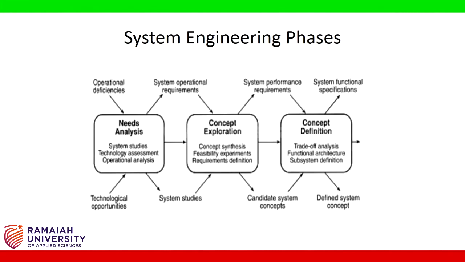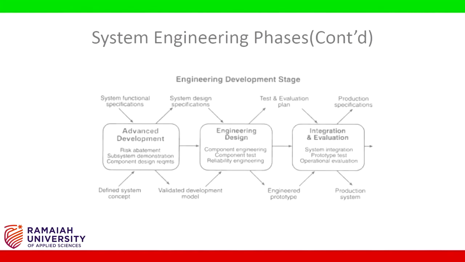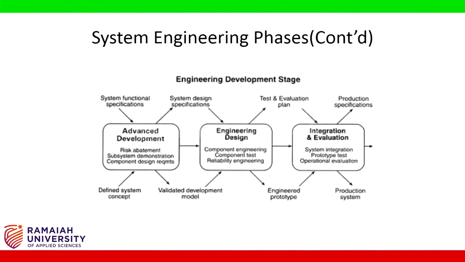Define system functional specifications. Advanced development phase: identify areas of risk and reduce risks through analysis, development, and test. Define system development specification. Engineering design phase: perform preliminary and final design, build and test hardware and software components. Integration and evaluation phase: integrate components into production prototype, evaluate prototype system and rectify deviations.